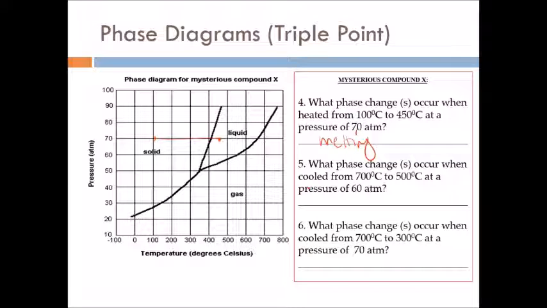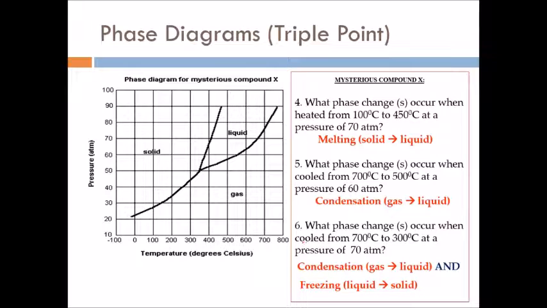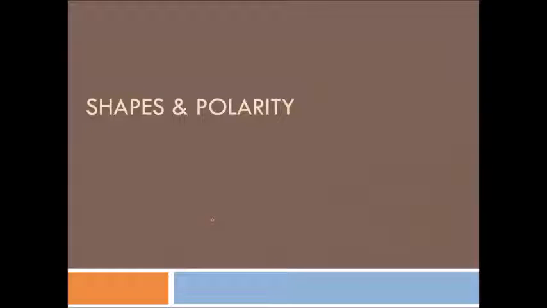What phase change occurs when you're cooling it from 700? Here we're at 60, and we're going to cool it to 500. That's going to be gas to liquid, so that's condensation. And then, what phase changes occur when you're going from 700 to 300 at 70? So 700 all the way over here to 300. Well, you have two phase changes. You have the condensation and the freezing, both occurring. So pretty simple to read the phase diagram, triple point, curve.